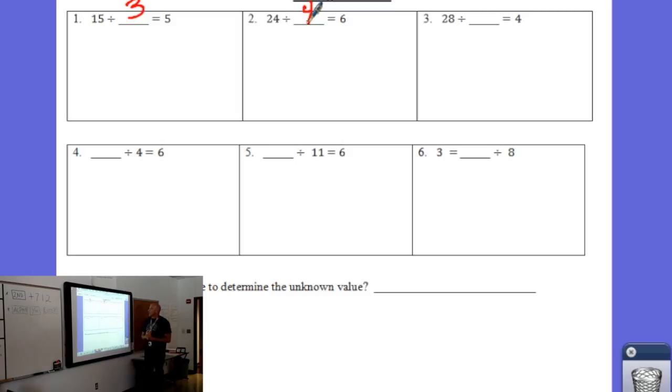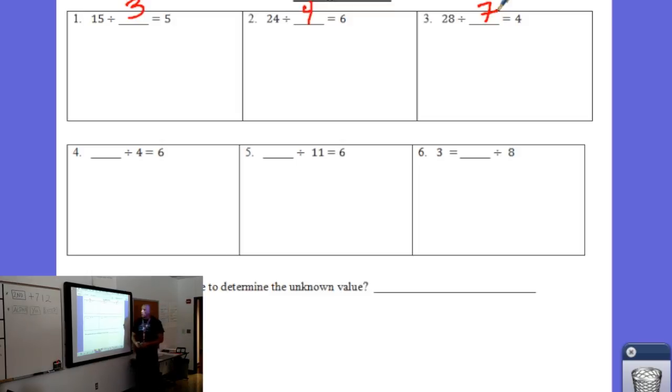And the last one, 28 divided by what gives us 4? 7. 28 divided by 7 will give us 4. 4 times 7 is 28. You see how one way you divide, but if you go the opposite way, you're multiplying. Any questions? Okay. All right.